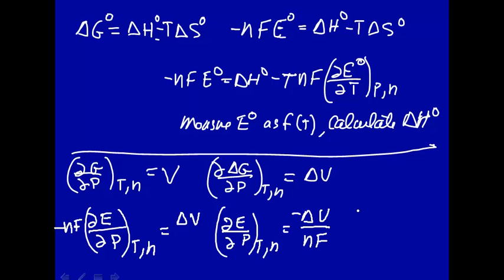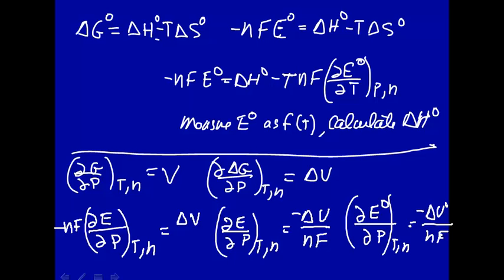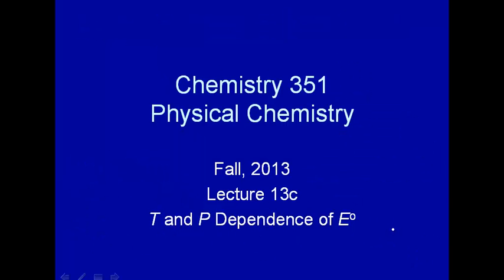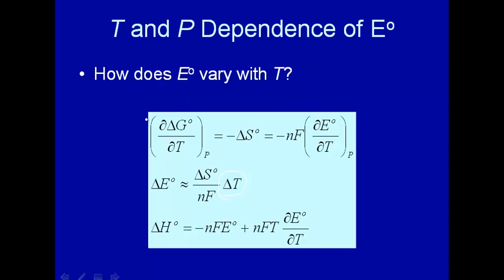Well, that's interesting. Or similarly, how the standard cell potential changes with pressure at constant temperature and number of moles is equal to minus delta V0 over nF. So those are the kinds of things you can do. And let's see, have we done those things here? Yeah, we showed that. Let's look at this equation here.